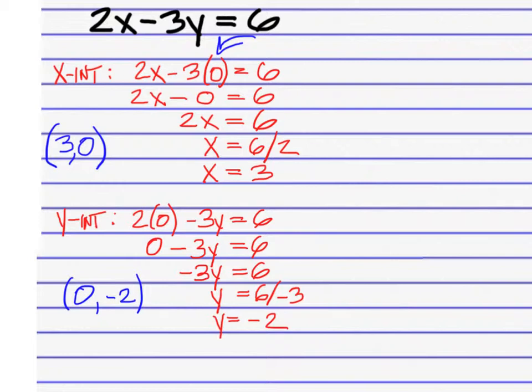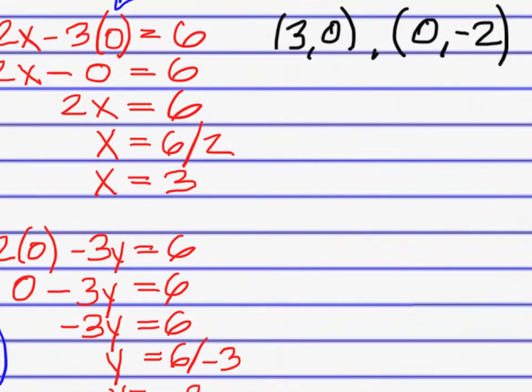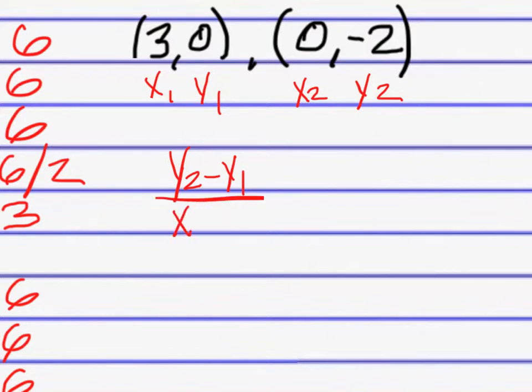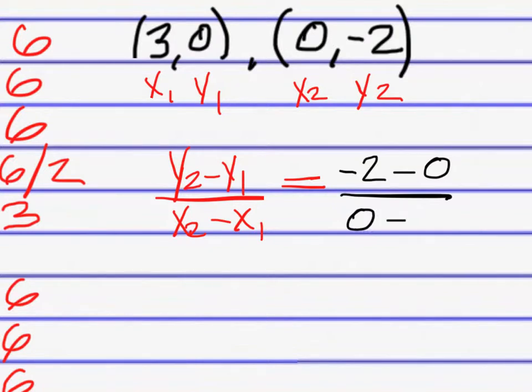So now you have 2 points, and you can go back and do what we did yesterday. So I have 3, 0, and then 0, negative 2. From there, I can find the slope. So this is x1, y1, x2, y2. And the formula for slope is y2 minus y1 over x2 minus x1. And insert the points. So you'll have a negative 2 minus 0 over 0 minus 3.